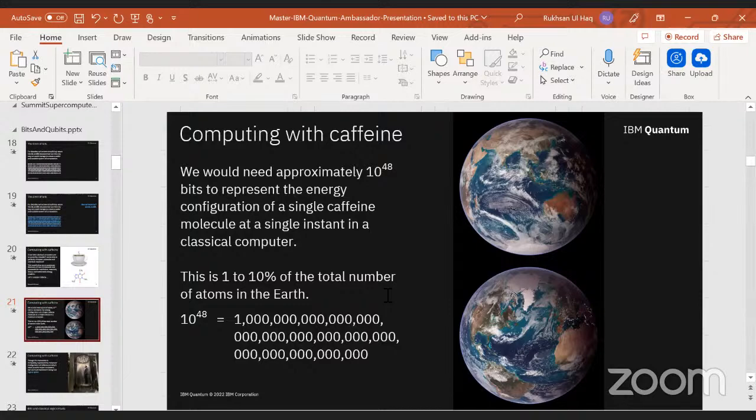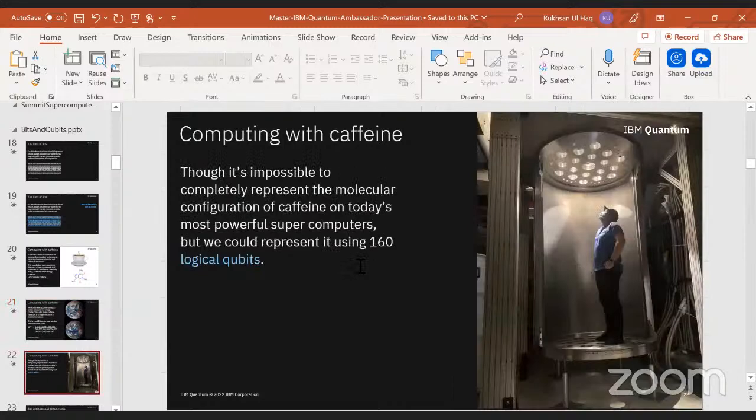And 10 raised to the power 48, I don't know what we call it. There's no name for it. It's such a big number. And it is, as they say, 1 to 10% of the total number of atoms in the Earth. That is 10 raised to the power 48. So this many bits of information it will take to store the information about the energy configurations of a single caffeine molecule.